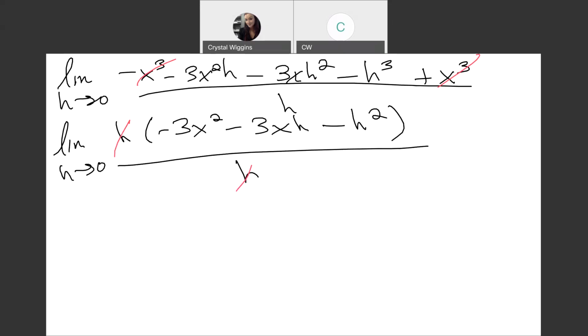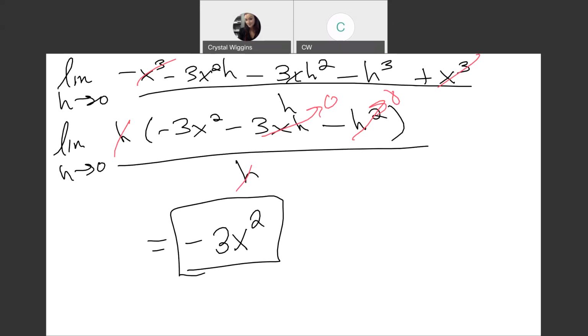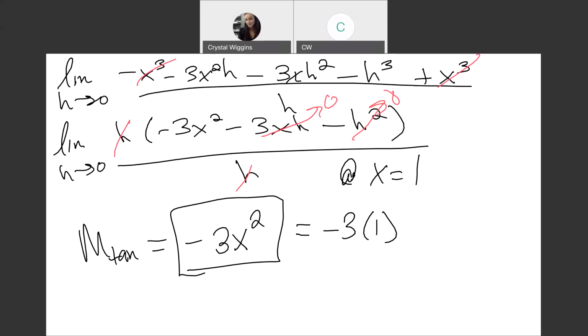Our h's cancel. Our terms with h in it go to 0 as we take the limit, leaving us with negative 3x squared as the formula to use in order to find the slope of any tangent line to the function negative x cubed. And we want to find the slope at x equals 1. So that would give us negative 3 times 1 squared, which gives us negative 3 is the slope of the tangent line at x equals 1.